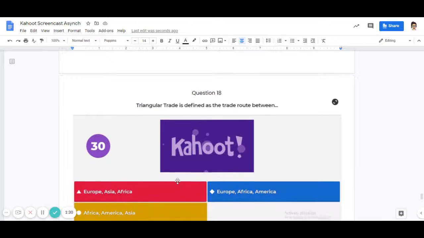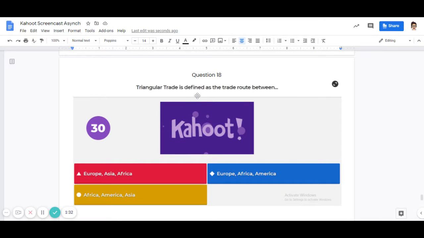Number 18, triangular trade is defined as the trade route between what 3 continents? And the answer is blue diamond, Europe, Africa, and America. Because remember, they start in Europe, they go south to Africa, they take slaves from Africa to America, and then take raw materials back to Europe.